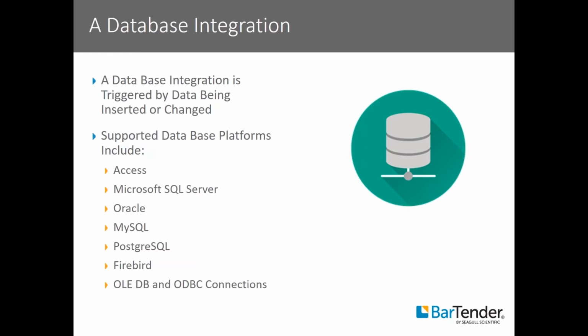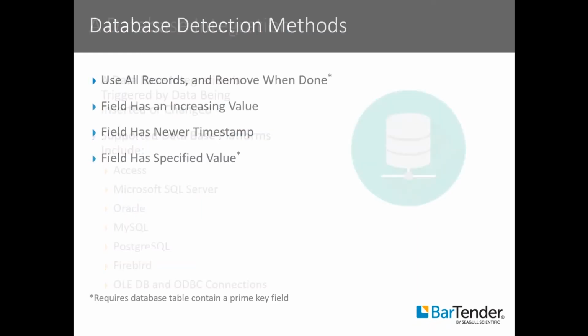Now that we understand what a database integration is, we'll need to discuss what triggers the integration. We previously mentioned data being inserted or changed is what triggers the integration. These options are called new record detection in Integration Builder. The four options available to us are as follows, and you'll see them on screen.